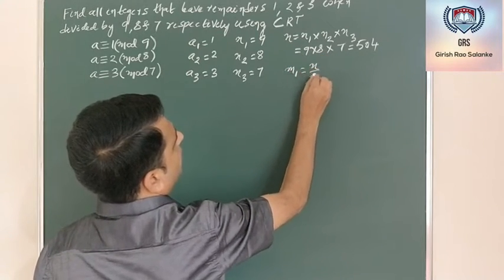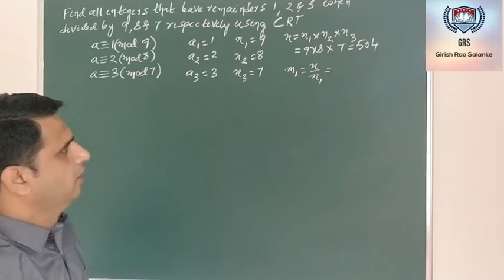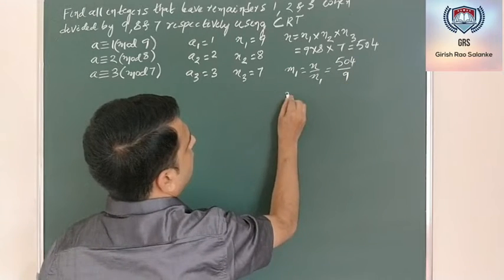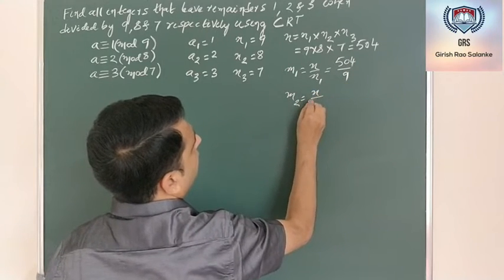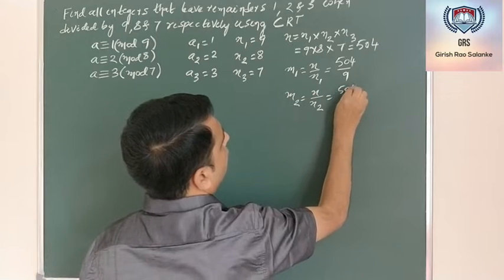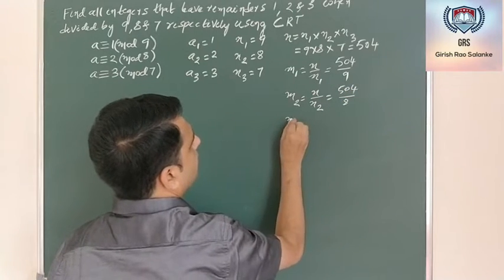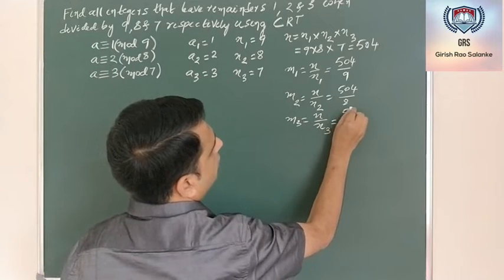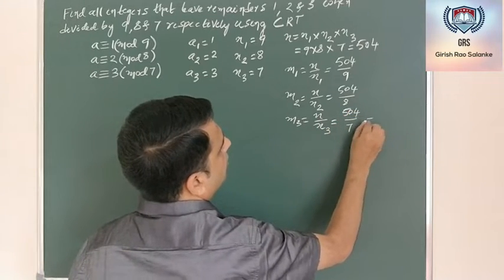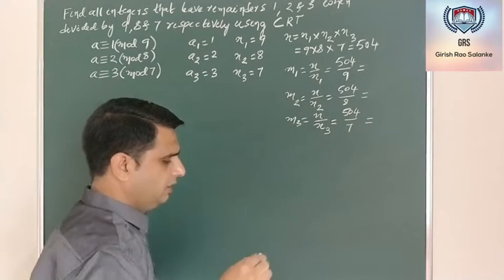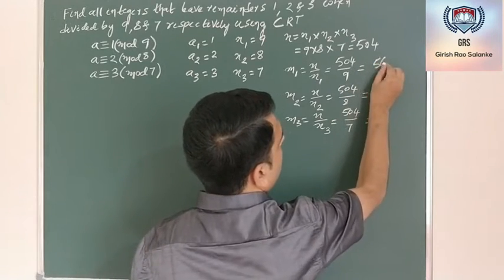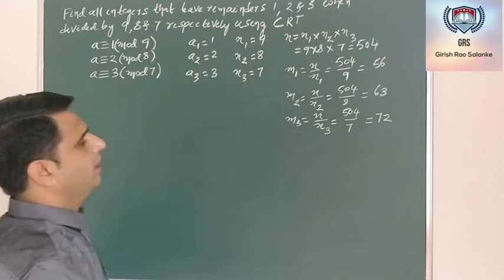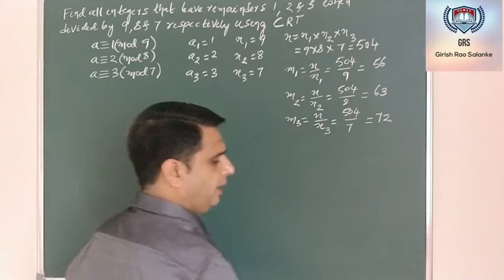Now how to find the value of M1? M1 is N divided by N1. This is 504 divided by 9. M2 is N divided by N2, 504 by 8. M3 is N divided by N3, this is 504 by 7. Do calculate these values. They are 56, 63 and 72. Now I got the values of M1, M2 and M3.